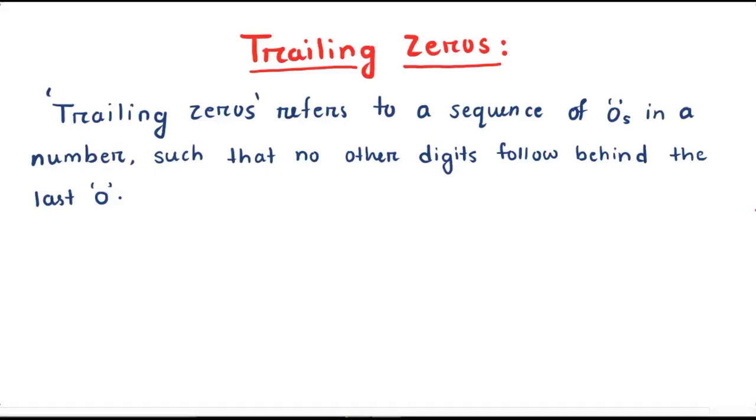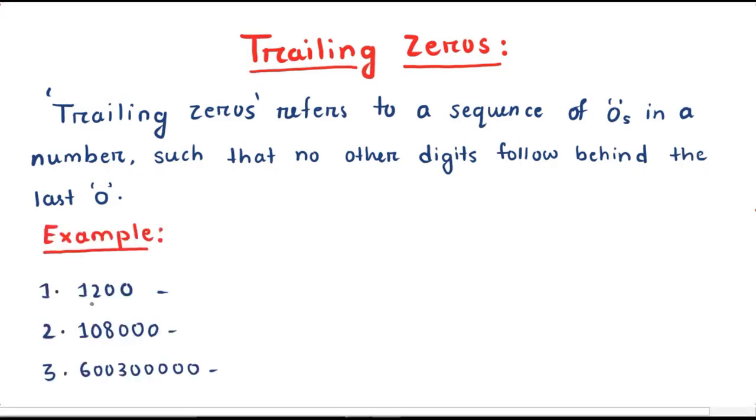The objective of this lesson is to make students able to count the number of trailing zeros for large numbers. So let's begin with the definition and some examples of trailing zeros. Trailing means behind. So I hope you guys can guess what trailing zeros actually means. It refers to a sequence of zeros in a number such that no other digits follow behind the last zero.